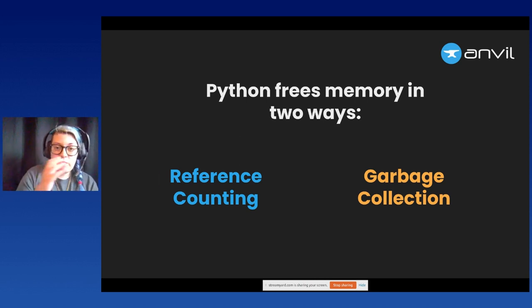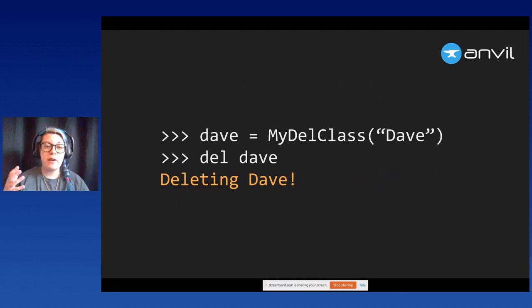So let's start off with reference counting. We have an instance of this class that I just defined earlier, my del class, called Dave, and then we delete him. And you can see that when the reference to Dave, the only reference there is, is deleted, the object is also deleted, as you can see by the print statement that we put in being called.